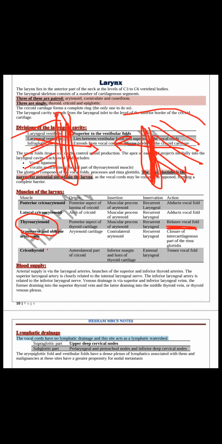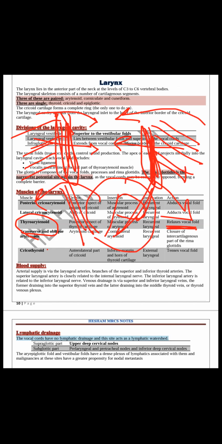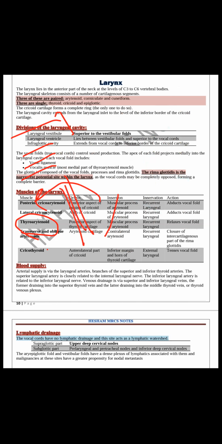From lateral, it acts inside. Lateral cricoarytenoid causes adduction, while abduction is by posterior cricoarytenoid. When the posterior cricoarytenoid acts, it causes moving of this vocal cord outside. Again, tension by cricothyroid, relaxation by thyroarytenoid, adduction by lateral cricoarytenoid and abduction by posterior cricoarytenoid.